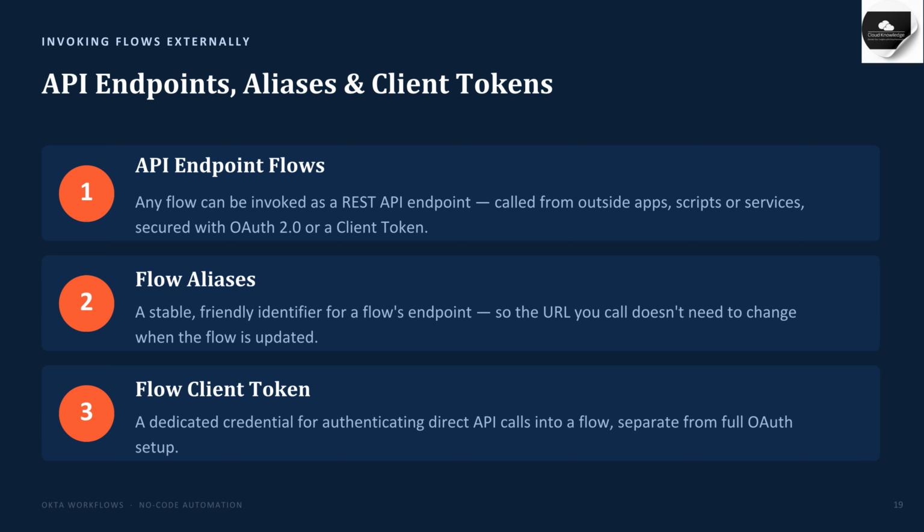Flow aliases, a stable, friendly identifier for a flow's endpoint, so the URL you call doesn't need to change even when the underlying flow gets updated. Flow client token, a dedicated credential for authenticating direct API calls into a flow, separate from setting up full OAuth. This is what turns Workflows from just an internal automation tool into something other systems can actively call into.